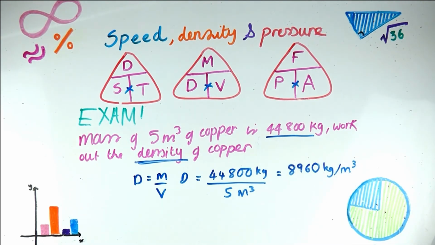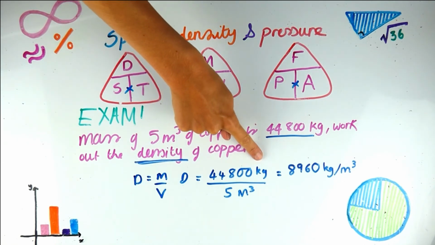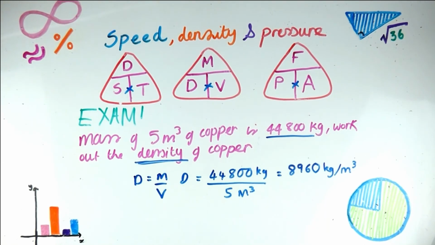And the way you get those units is you keep the kg from the top and then divided by meters cubed. That's the perk of writing out a unit, it really helps.